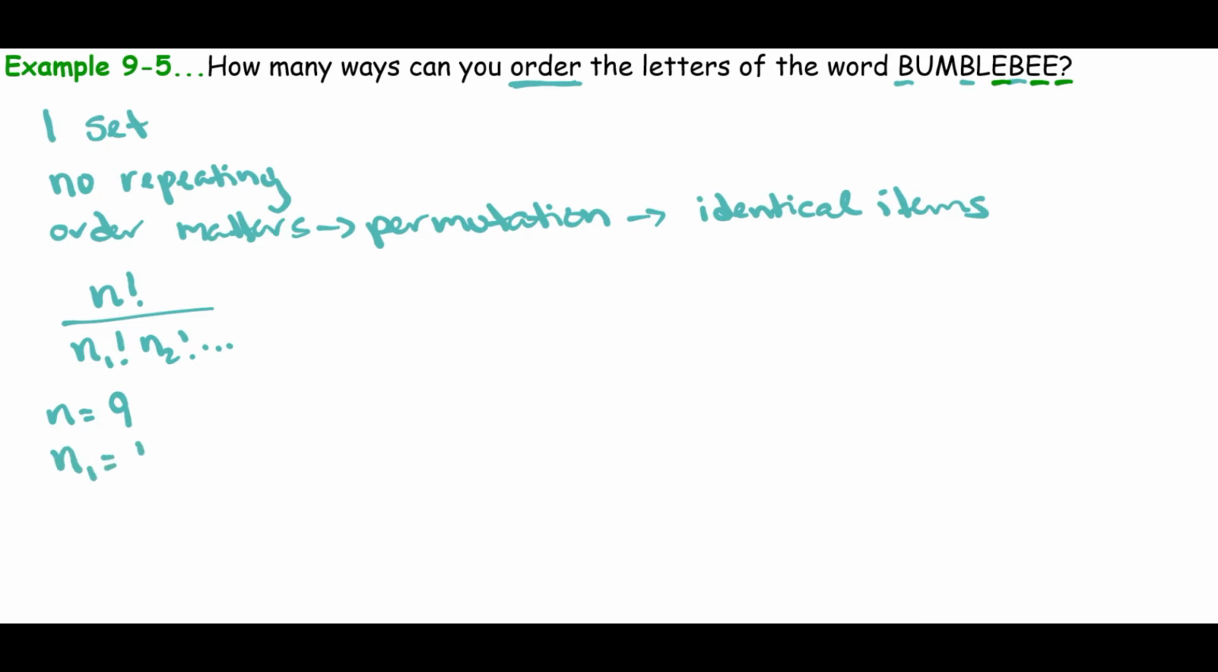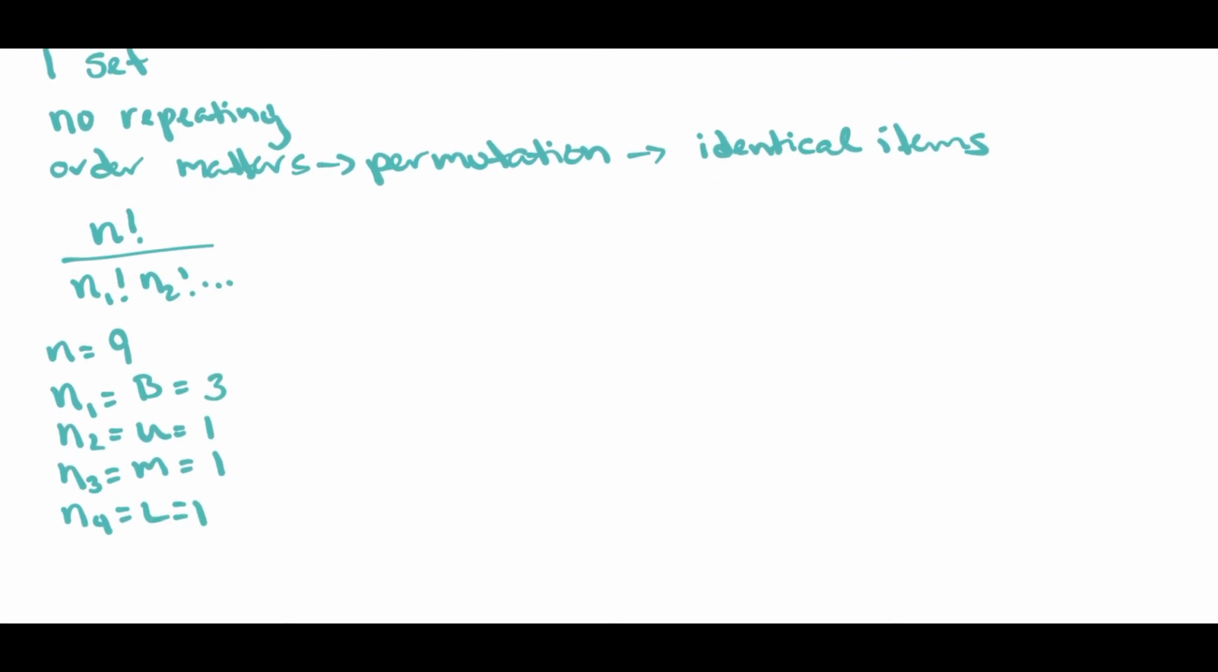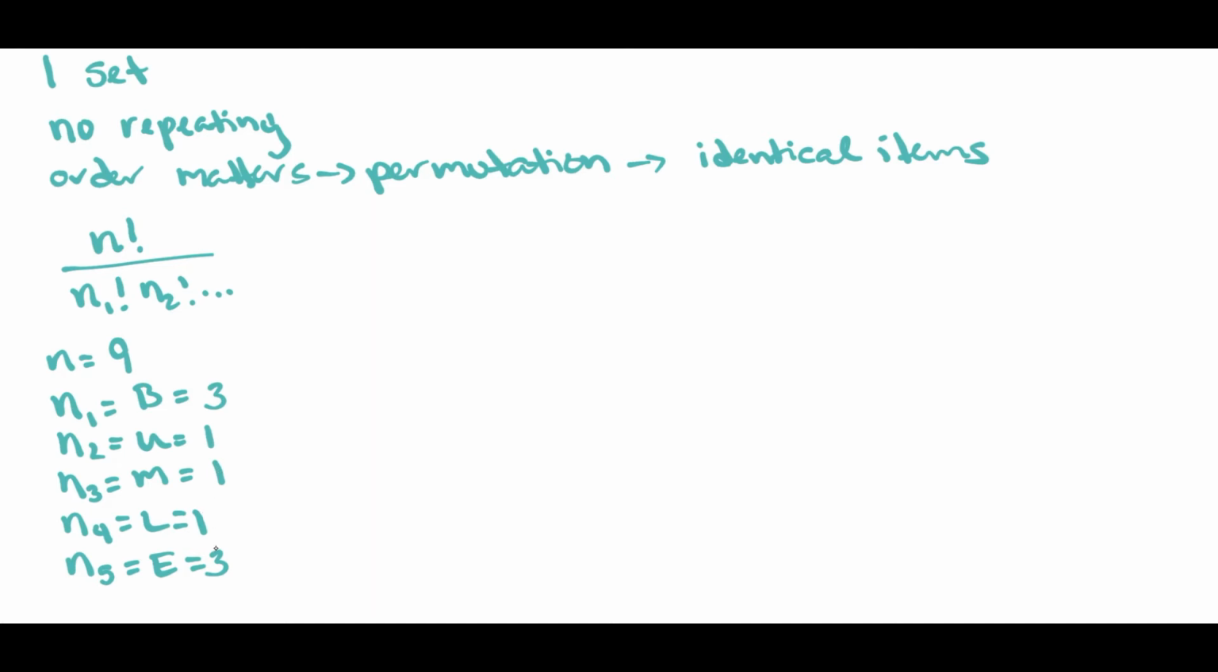So n sub 1 we're going to say are B's, and there are 3 of them. And then n sub 2 is the letter U, and there's only 1. And then n sub 3 is the letter M, and there's only 1. And then n sub 4 is the letter L, and there's only 1. And then n sub 5 is E, and there's 3 of them. So then I've got 3, 4, 5, 6, 7, 8, 9. So all 9 letters are accounted for, and then we can just go ahead and plug that into our formula.